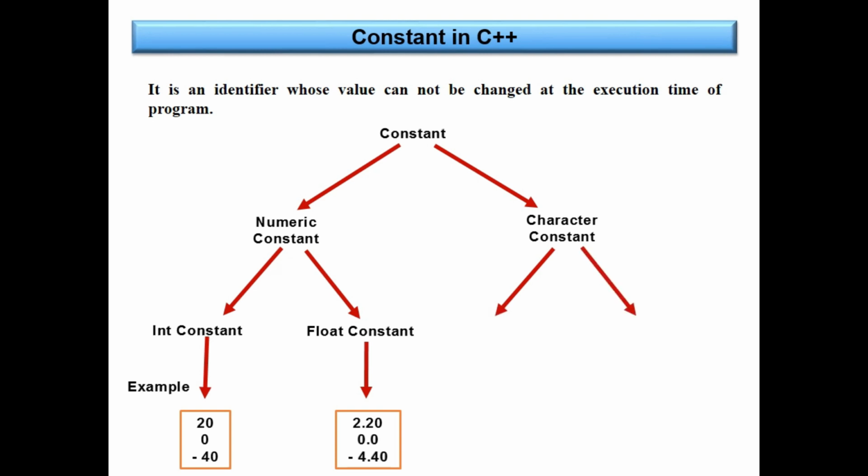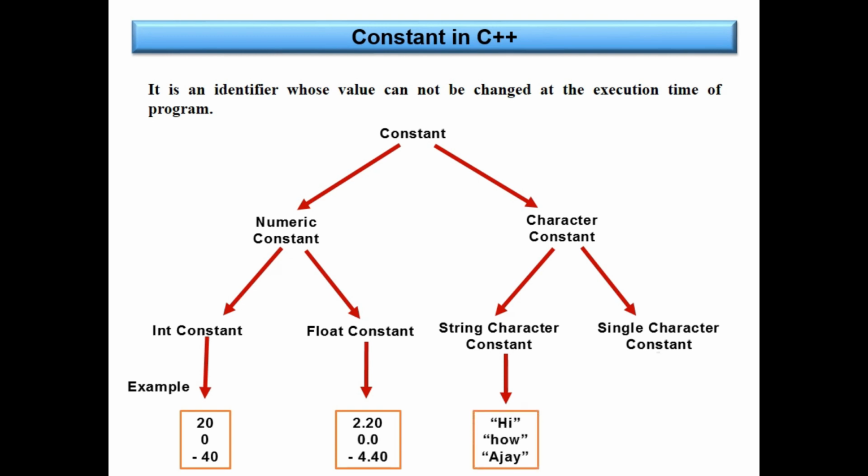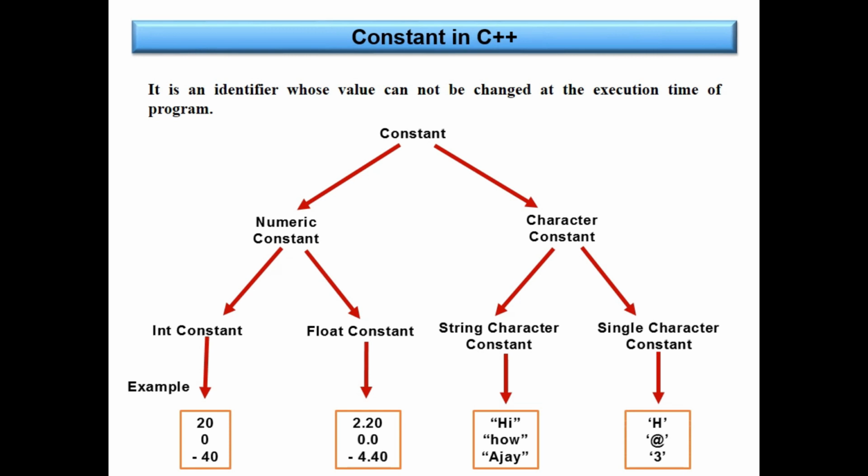Character constant is divided into two parts, string character constant and single character constant. String character constant examples are hi, how or Ajay. A string is represented with double quotes, whereas a single character example is h or @ or 3. It is represented with the help of single quotes.